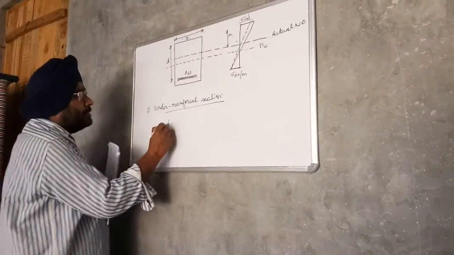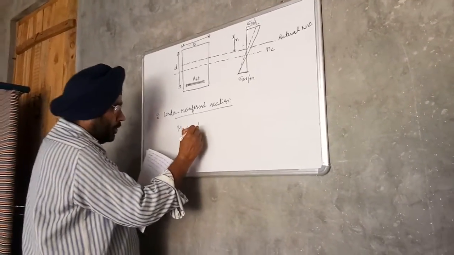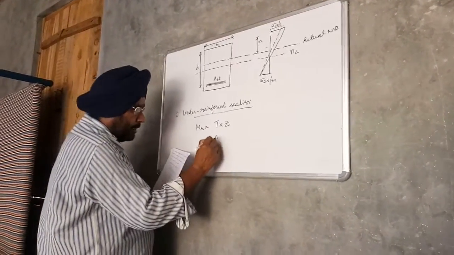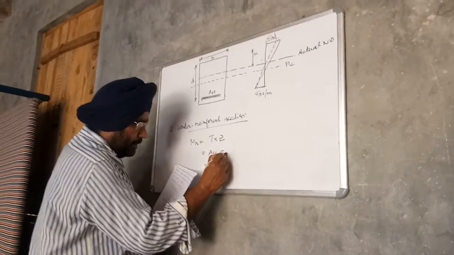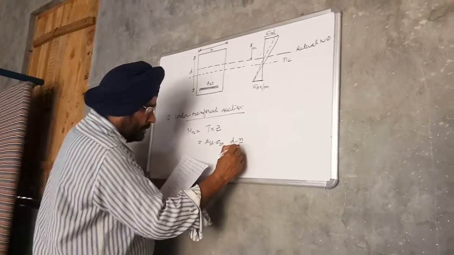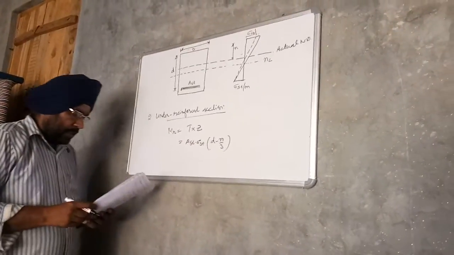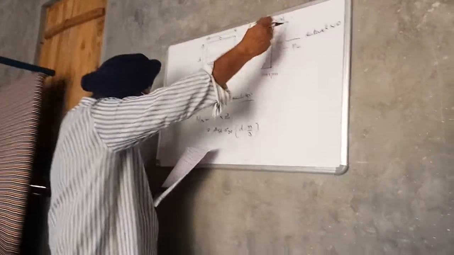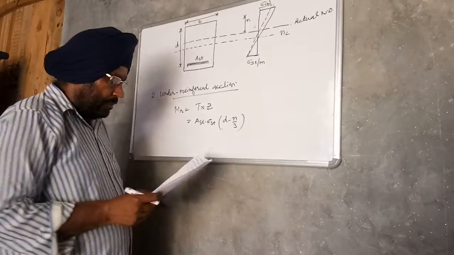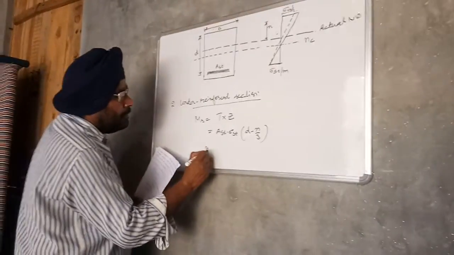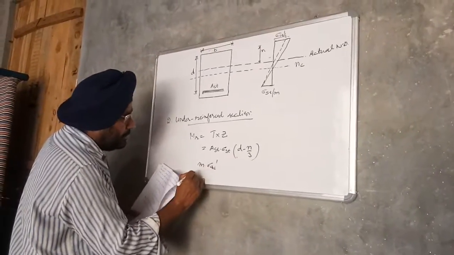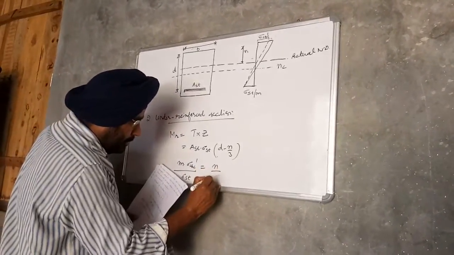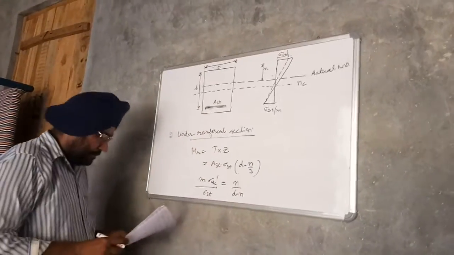So moment of resistance is equal to T into Z. So this is equal to AST into sigma ST into d minus N by 3. And the actual stress developed in the concrete, sigma CBC dash, can be calculated from the equation m sigma CBC dash upon sigma ST is equal to N upon d minus N.